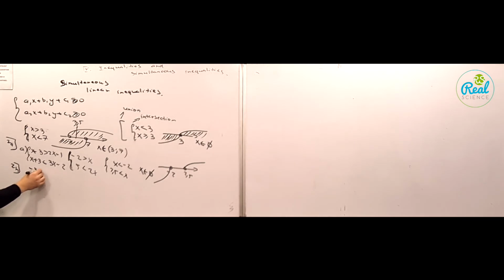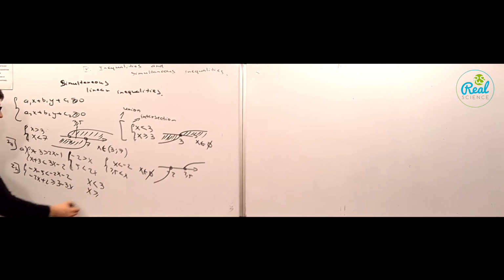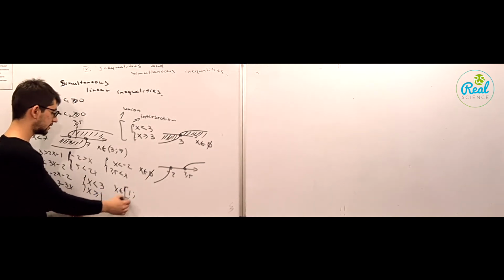Second: minus x minus 5 is less than minus 2x minus 2, and minus 2x plus 2 is greater than or equal to 3 minus 3x. You bring minus 2x to the other side, saying x is less than 3, right? And if 3x is brought to the other side, you get x on the left side greater than or equal to 1. So your x is less than 3 and greater than or equal to 1. It means your x falls within the interval from 1 till 3, right?